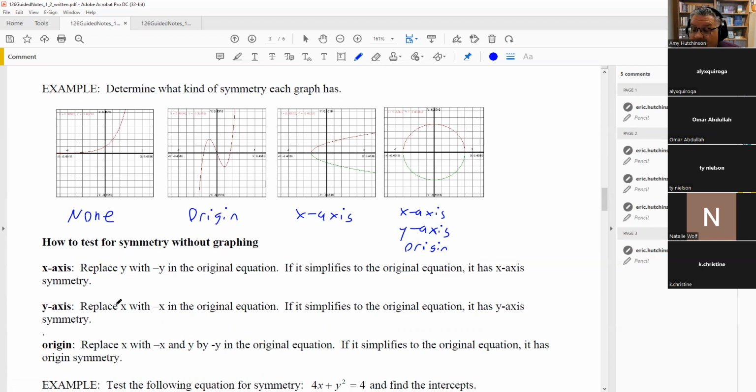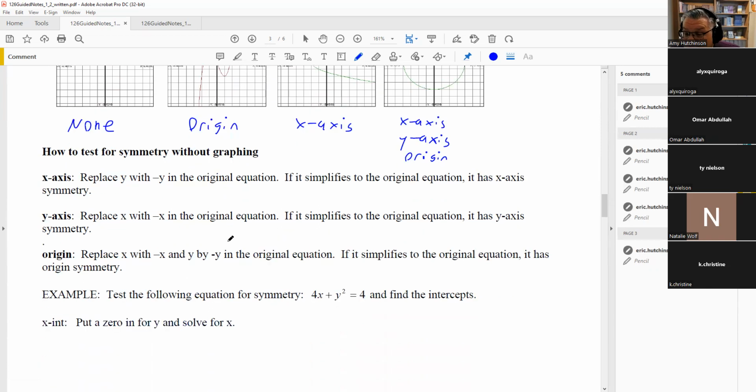For the y-axis, you're going to replace x with negative x in the original equation. You're going to simplify it again. And if that simplifies to the original equation, it's going to have y-axis symmetry. If it doesn't, if you get something different, like maybe you get the same thing with an opposite sign, then that means it does not have that particular symmetry. And then for origin, replace the x with negative x, and replace the y with negative y. Simplify it again. If you get the same thing you started with, it's going to have origin symmetry.